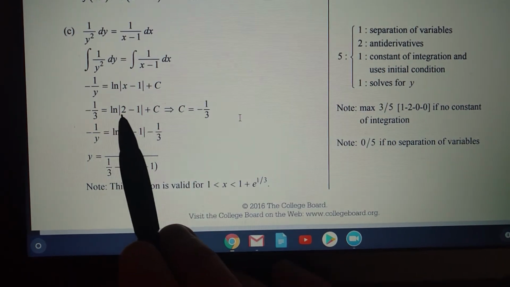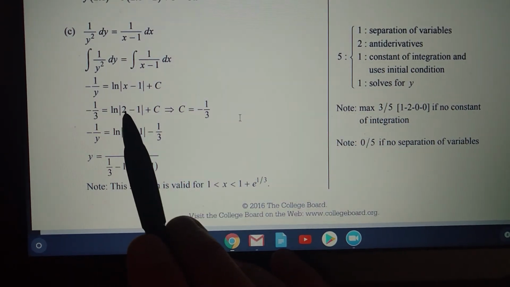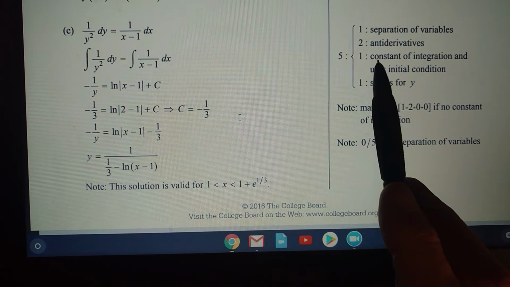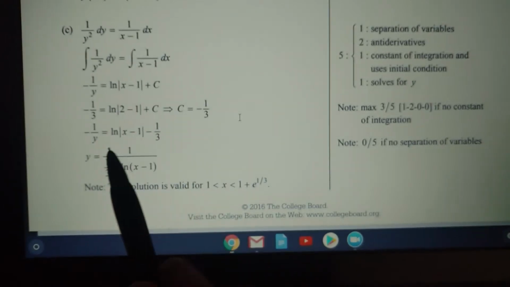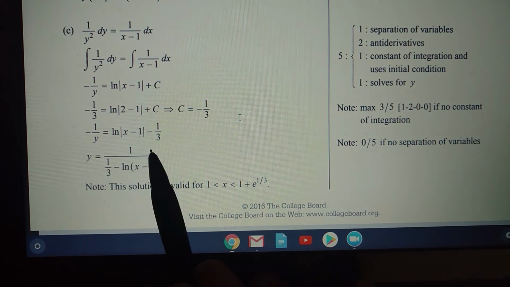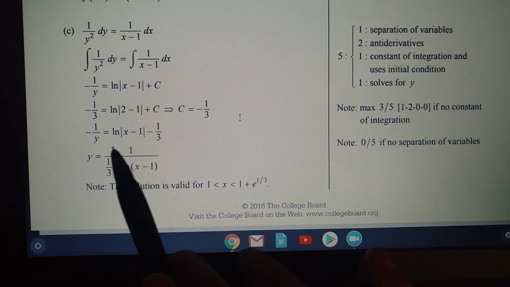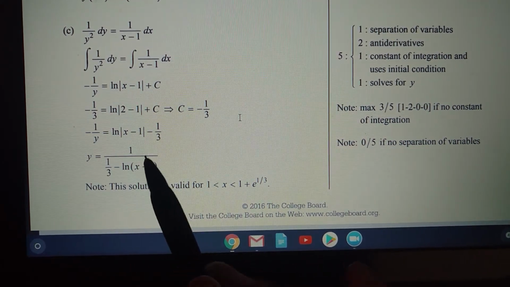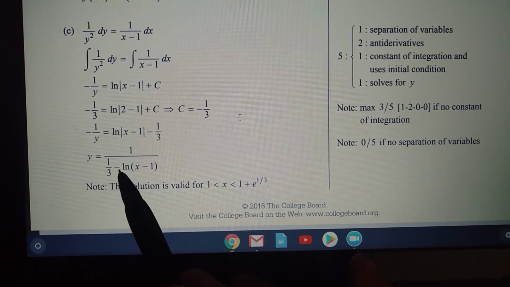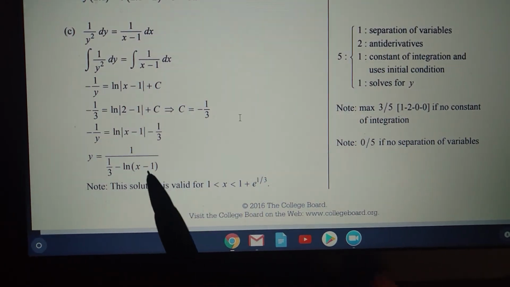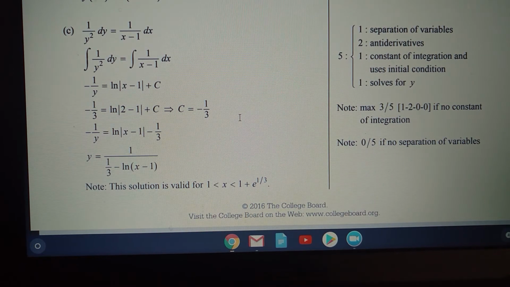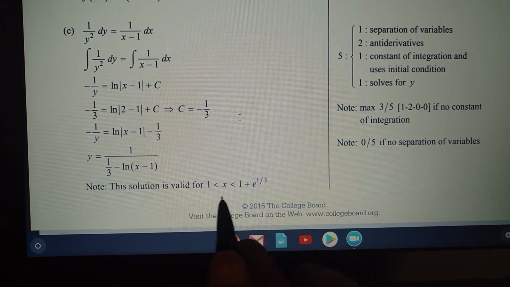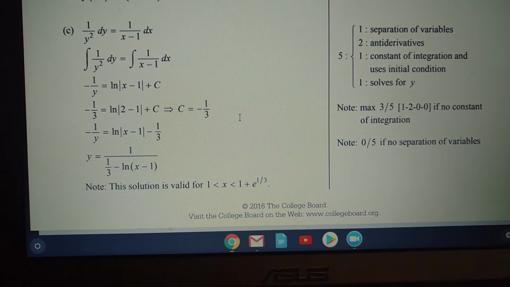Okay, if we substitute in 3 for y and 2 for x and calculate c of negative 1/3, that gets us our 4th point. And then if we actually solve it correctly for y and express it in this form here, or we could call it, they'd equally accept it if you call it 3 over 1 minus 3 natural log x minus 1. That gets you your 5th point. So that's the way you score that one. You don't have to include the range on which the solution is valid.